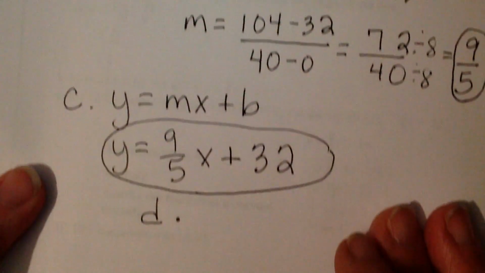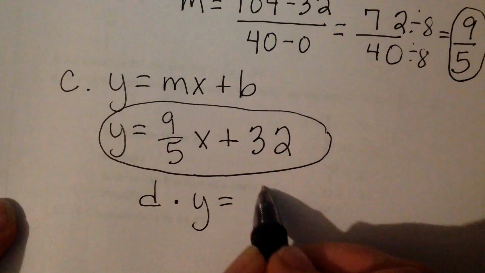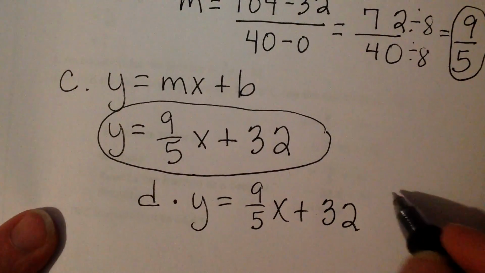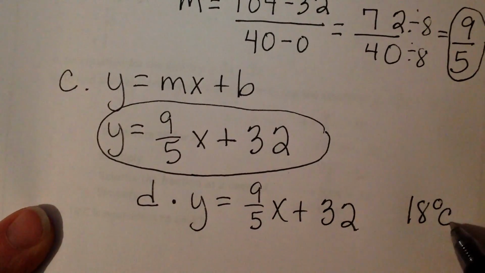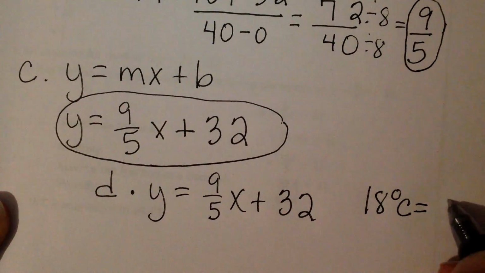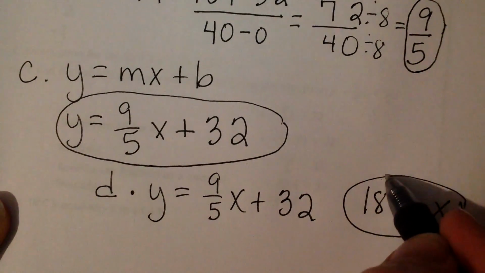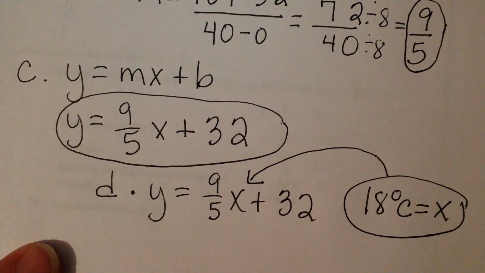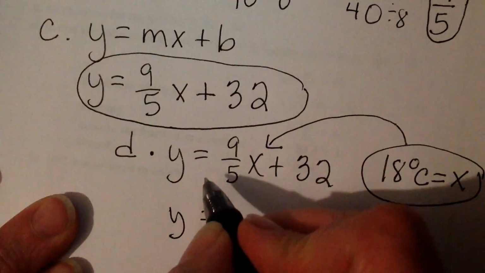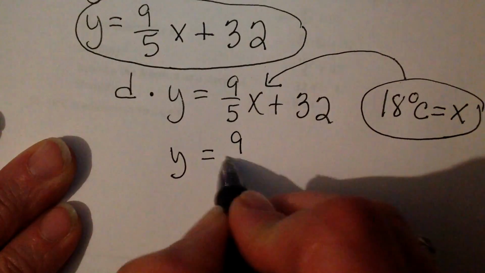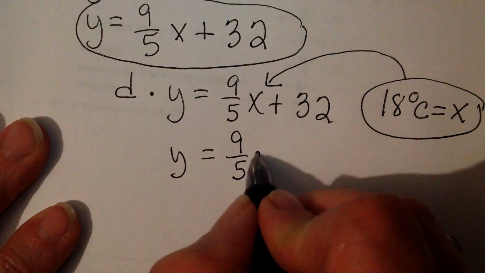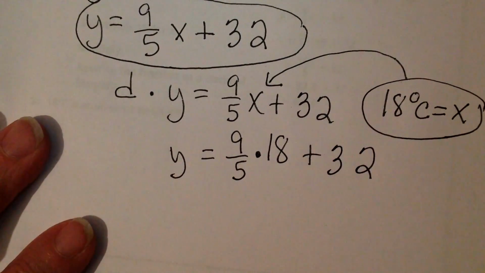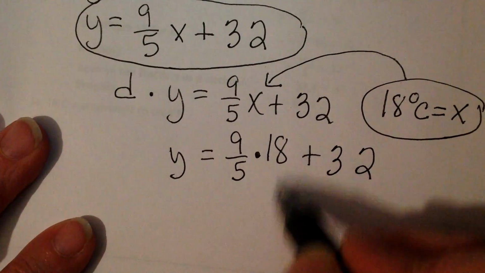So using our equation, y equals 9/5 x plus 32, we are going to plug in 18 degrees Celsius in for x. So I have y equals 9/5 times 18 plus 32. So you have 9/5 times 18.